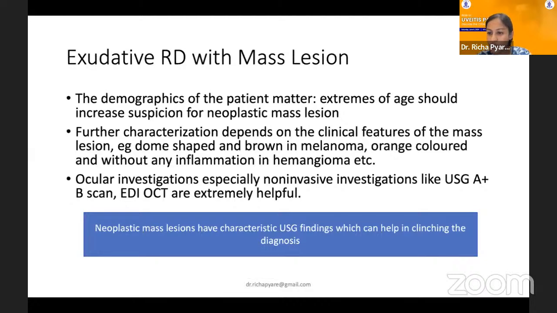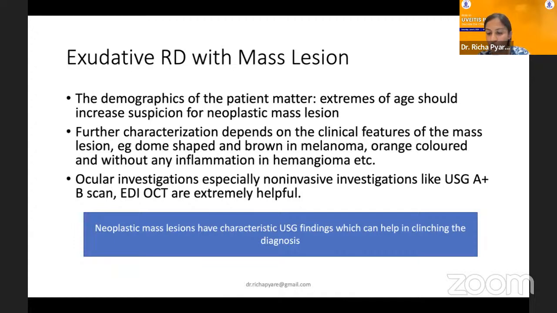So when we talk about exudative RD with mass lesions, the demographics of the patient matter. Like everybody before me has also reiterated, the extremes of age. You must keep your antenna up for neoplastic lesions. Further, there is a further characterization that depends on the clinical features of the mass lesion.